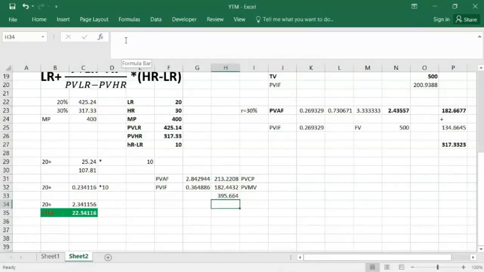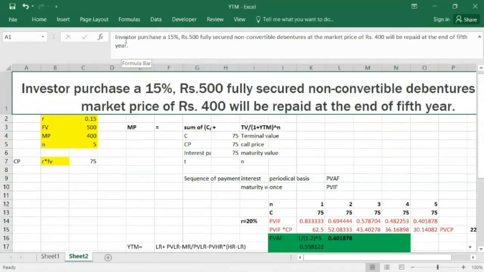You can get 395.66. It is closely, approximately, related to 400. It is not exactly 399 rupees, it is approximately equal to the value. I am doing this only for verification purposes. Hope you understand this problem, the yield to maturity, or the calculation of yield to maturity.